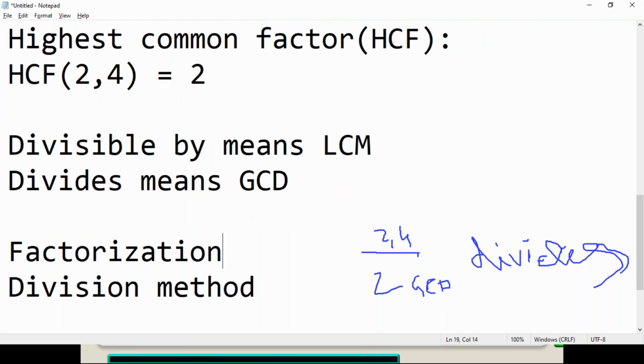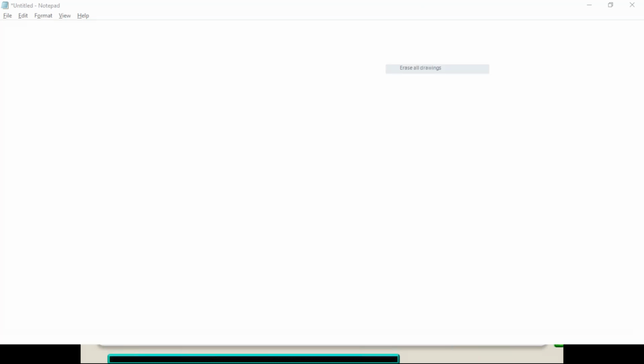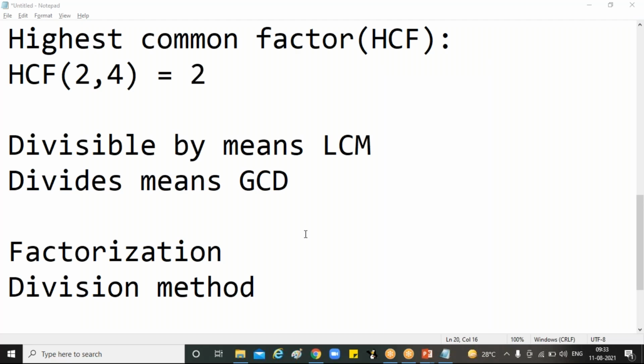Whenever they give smaller numbers, we go with the factorization method. Whenever they give larger numbers, we go with the division method. I will explain one problem with both the methods. Please understand. You can implement either, depending on your convenience. Write down.